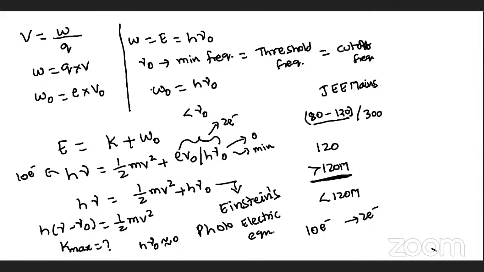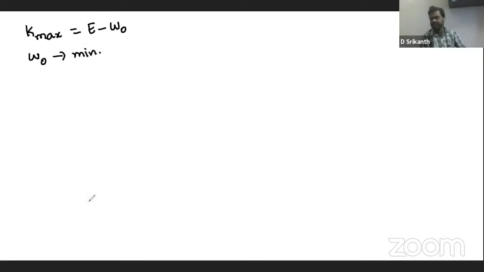So while doing the numericals, they will ask to find maximum kinetic energy. Maximum kinetic energy means we have incident energy minus work function. So this work function must be minimum. Then kinetic energy will be maximum.